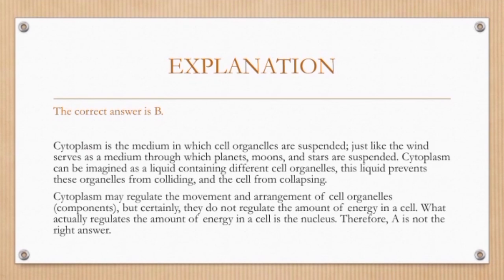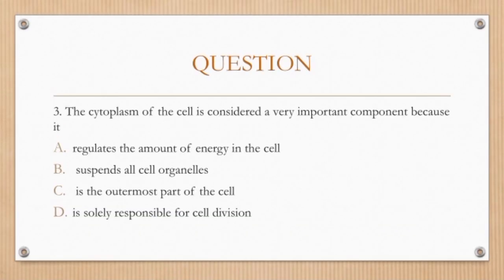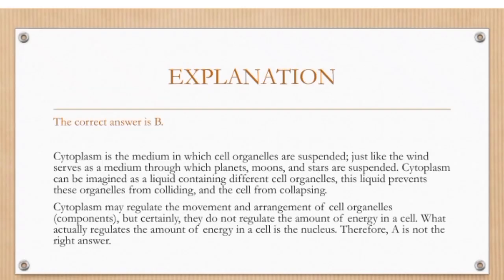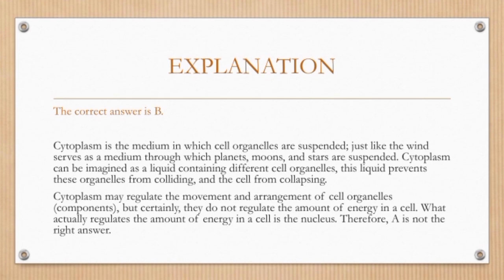So let's see why now. The answer to the question is actually B, because it suspends all cell organelles. So why is B the answer? Cytoplasm is a medium in which other cell organelles are suspended, just like space serves as a medium through which planets, moons, and stars are suspended. Cytoplasm has that same function in your cell. So this liquid prevents the organelles from colliding and also prevents the cell from collapsing.